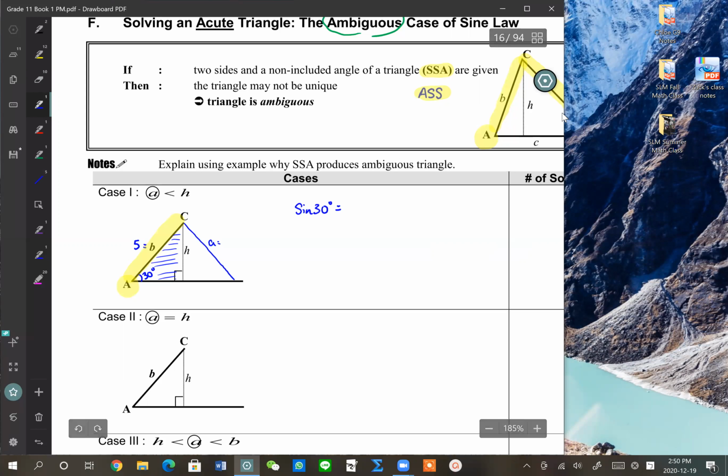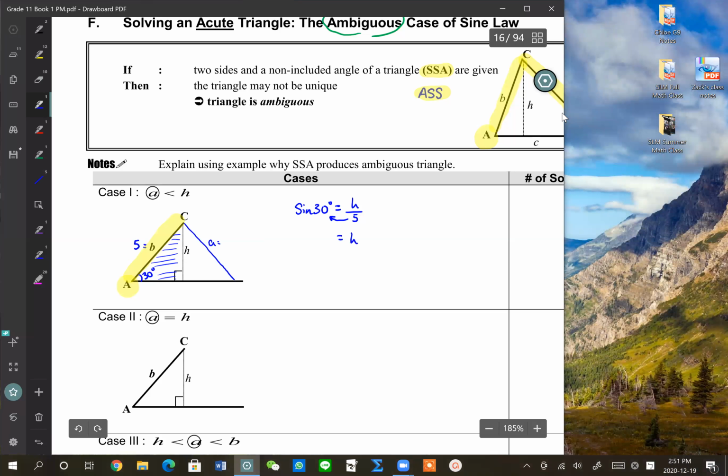is what over what? Look at the blue triangle right now. Sine of 30, what over what? Evan? Is it h over c? H over 5? Yes, h over 5. Opposite over hypotenuse, right? Hypotenuse is the 5. By having this, we can solve for h. You can cross multiply over, right? h will be 5 sine 30 degrees.